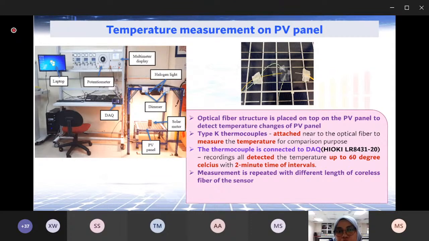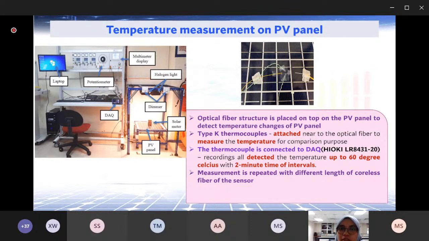On the right side of the slide, you can see how I put the sensor on the PV panel. I have to use special tapes which are suitable to be put on the PV panel and will not disturb other effects. I don't want any other external effects on the sensors.